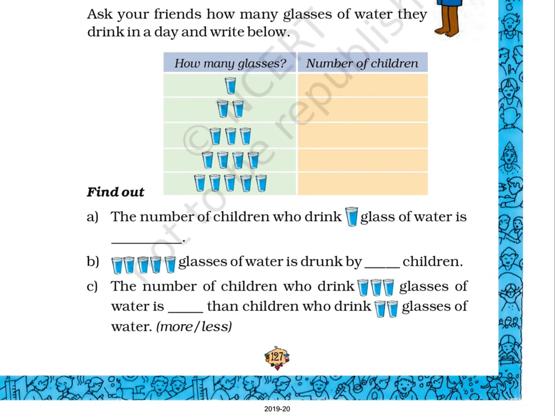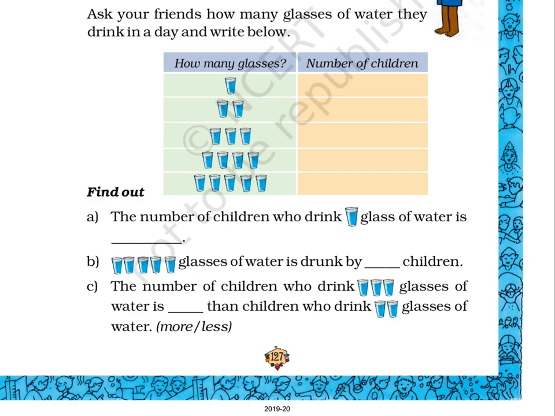Row 3. Column 1 has a picture of three glasses of water and column 2 has space for writing number of children who drink 3 glasses of water in a day. Row 4. Column 1 has a picture of 4 glasses of water and column 2 has space for writing number of children who drink 4 glasses of water in a day.